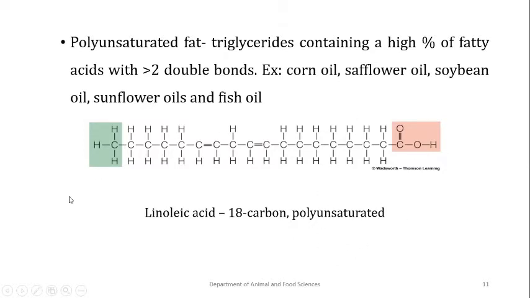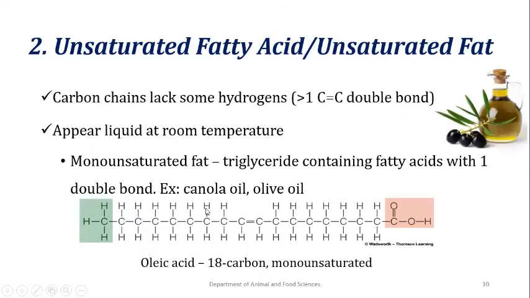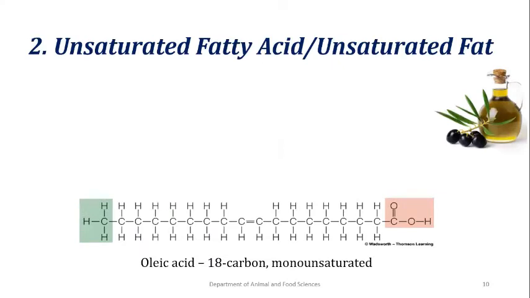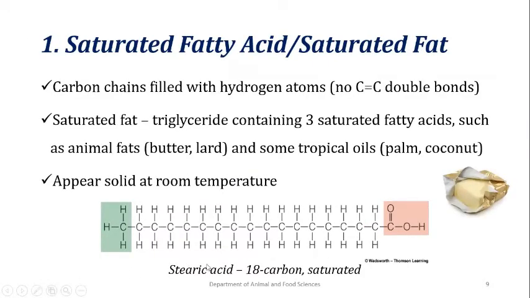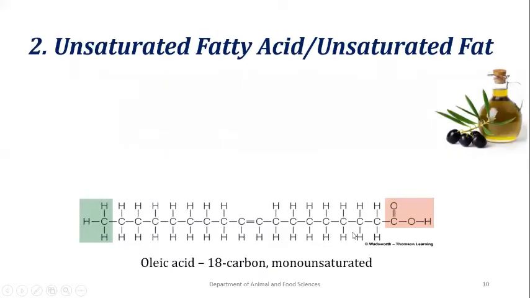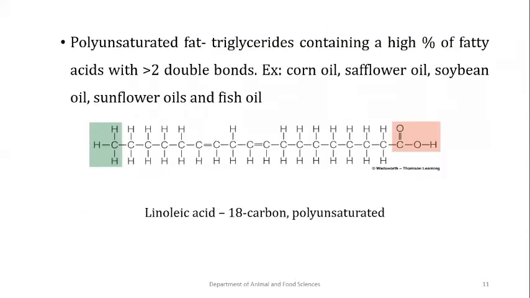Okay, so linoleic acid and oleic acid and stearic acid, all three fatty acids contain 18 carbons, but stearic acid does not contain any carbon-carbon double bond, so it is called a saturated fatty acid. And oleic acid contains one carbon-carbon double bond, so it is a monounsaturated fatty acid, and linoleic acid contains two carbon-carbon double bonds, so it is called a polyunsaturated fatty acid. So you can understand the difference between saturated and unsaturated fatty acids.